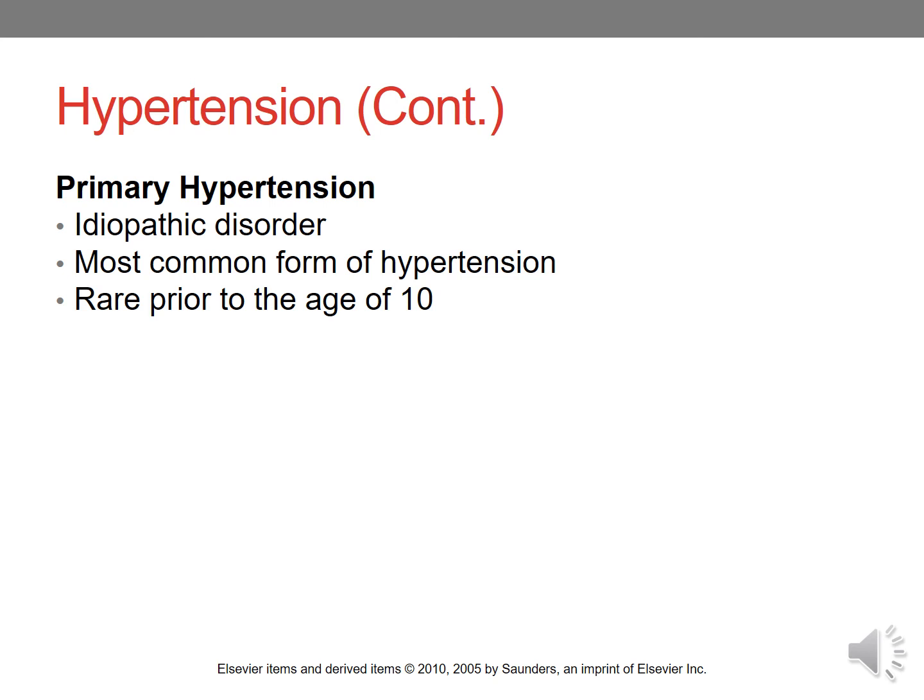Now primary hypertension is what we consider idiopathic, which means that we do not have a known cause for this particular disease. We have many risk factors for sure, but we don't know exactly. It is the most common form of hypertension. They do say it is rare prior to the age of 10. Even though 10 sounds like an early number, keep in mind that unfortunately children are developing primary hypertension at higher rates now because of diet and obesity and things of that nature.